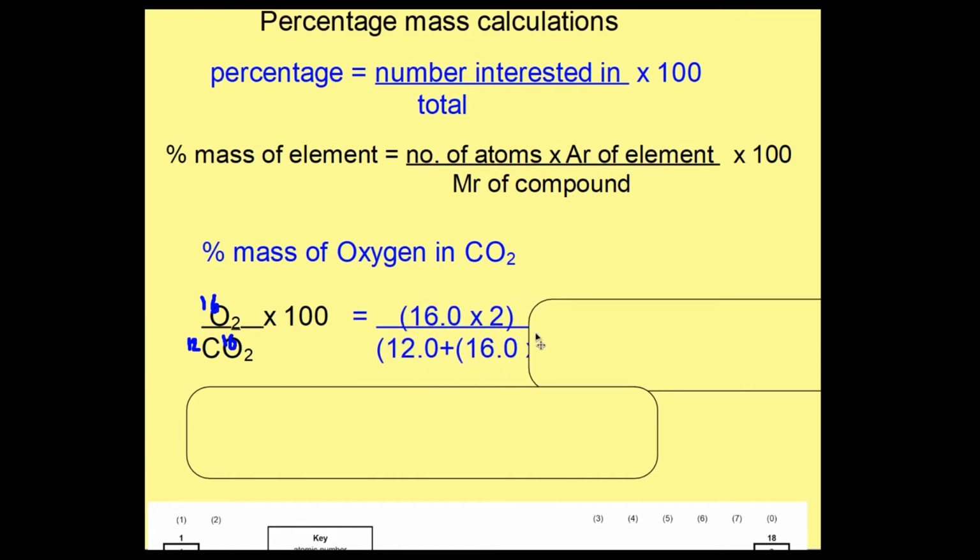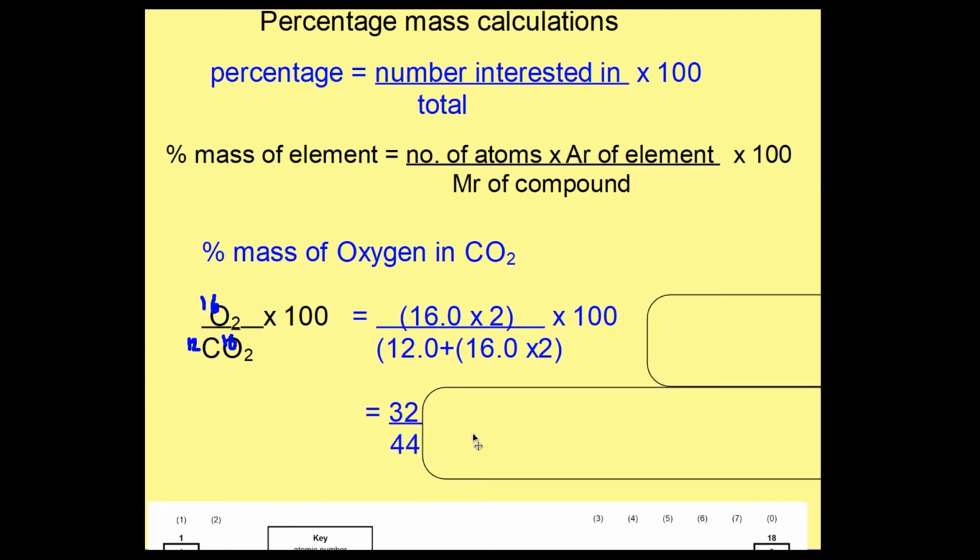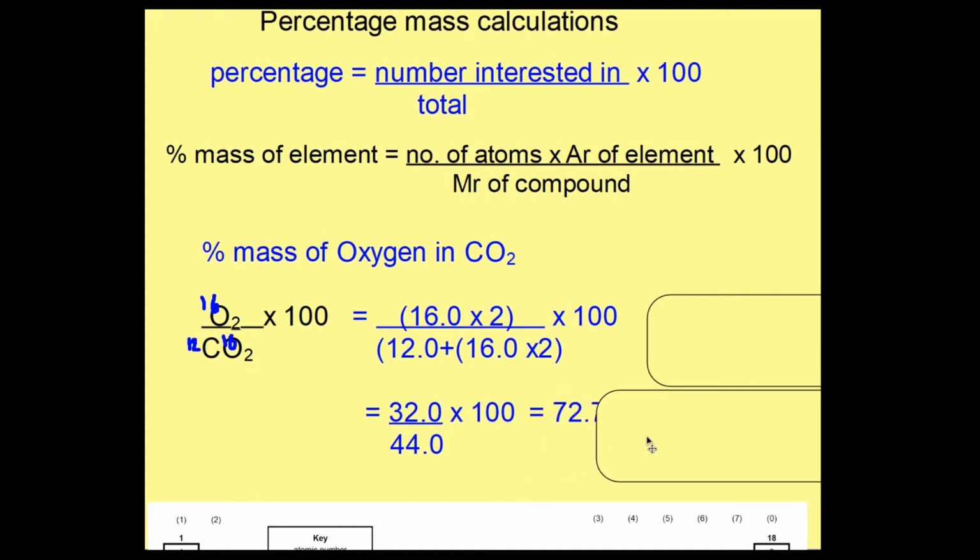So we've got 2 oxygens, so it's 16 times by 2, and then you're going to work out the MR of the whole compound. So we've got 1 carbon, 12 plus 16 times by 2, and then you're going to times it by 100, and then you just work through the calculation at that point. So 16 times by 2 is 32, and the MR of the compound is 44. Times it by 100, and you get 72.7%.